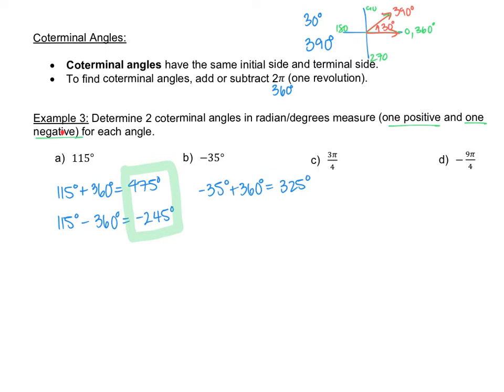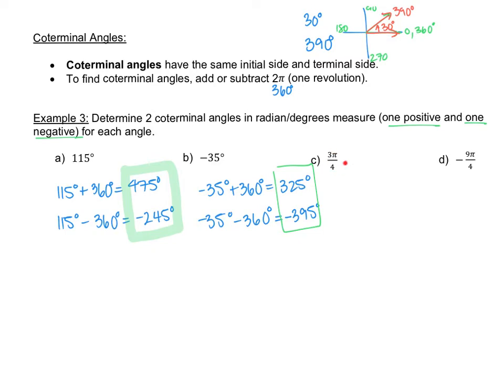But I need a negative one, so maybe I'll take the 360 and I'll subtract 360. Sorry, I meant I will take the negative 35 and subtract 360 to get negative 395 degrees. And so there are my two angles. So I got one positive, one negative.